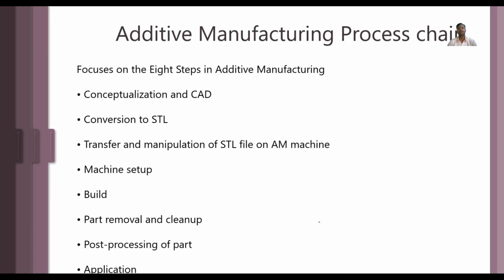Additive manufacturing process chain: here it generally focuses on additive manufacturing in different steps. The first one is conceptualization and CAD design. Through this, we can easily make a design, and an optimized design can be drafted through the CAD model. The CAD model cannot be fed directly to the 3D printer, so it has to be converted into an STL file.